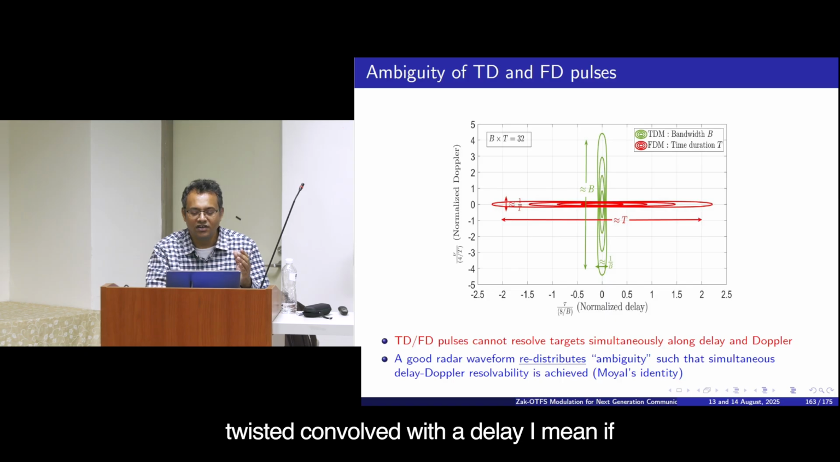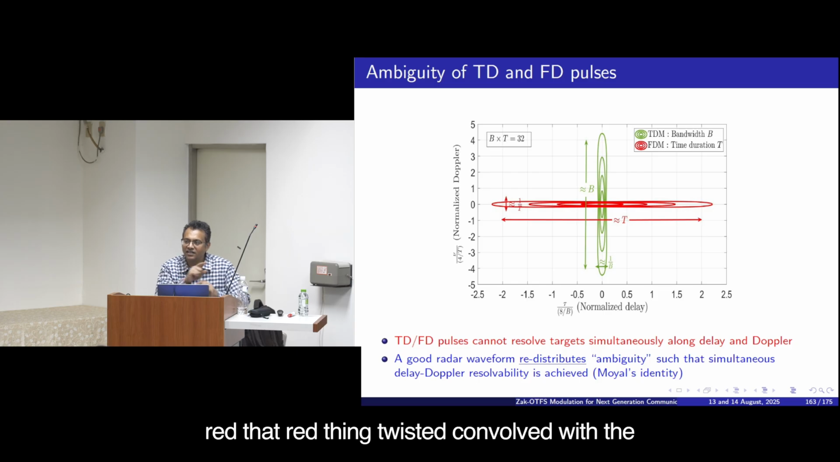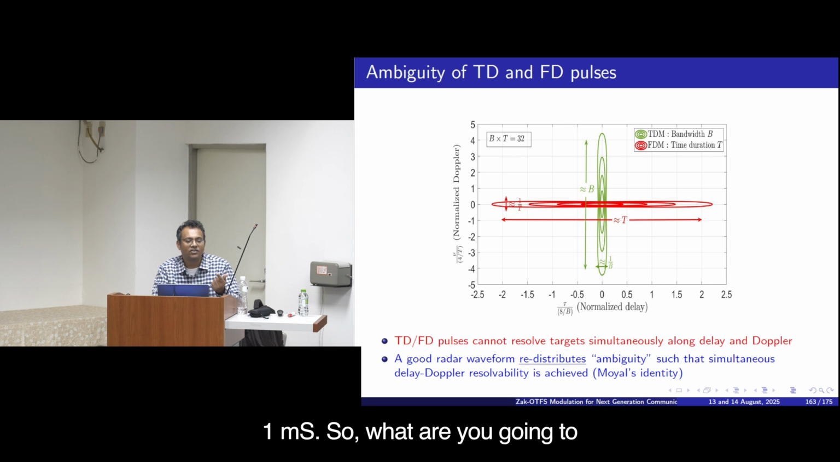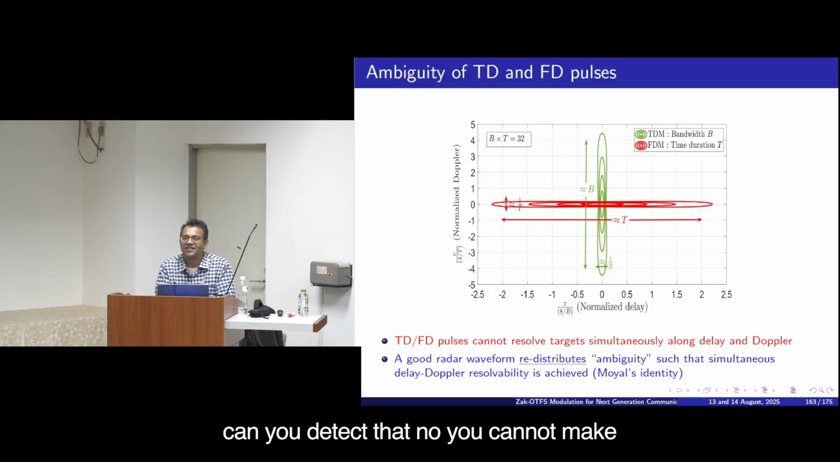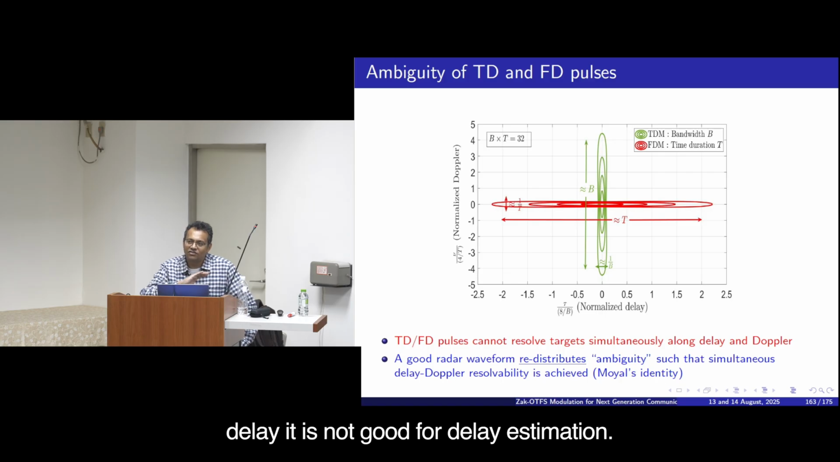The auto ambiguity twisted convolved with a delay. This red thing is twisted convolved with the channel which will give you a delay of 1 microsecond. So, what are you going to receive? The plot will simply be this red thing shifted to the right by 1 microsecond, but this is 1 millisecond long and you are shifting it by 1 microsecond. Can you detect that? No, you cannot make that out, because you will also have noise. That is what I was trying to say. Because the ambiguity is so large along the delay, it is not good for delay estimation.